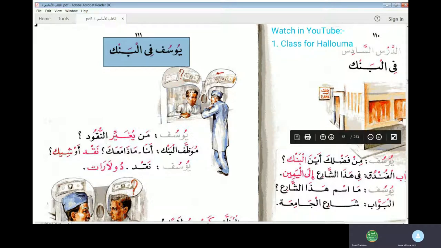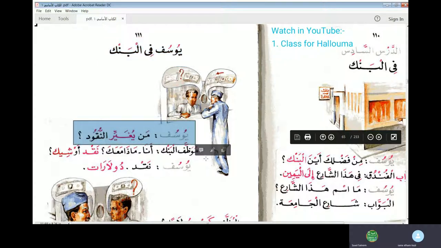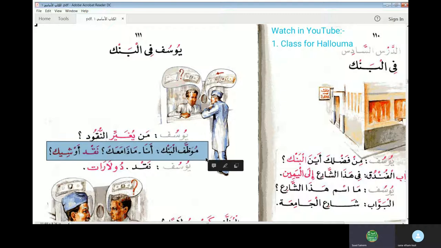Next. Yusufu fil banki. Yusuf is in the bank. Yusufu: Man yughayyirul nukhudu? Who converts the currency? Muwazzaful bank, the bank receptionist or bank teller.